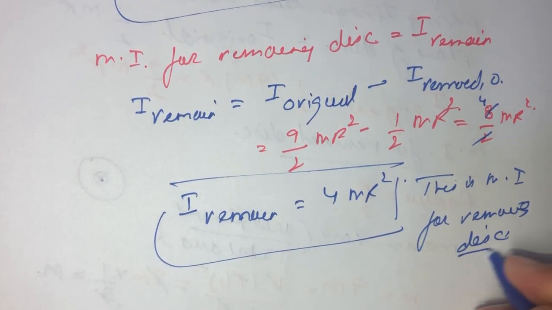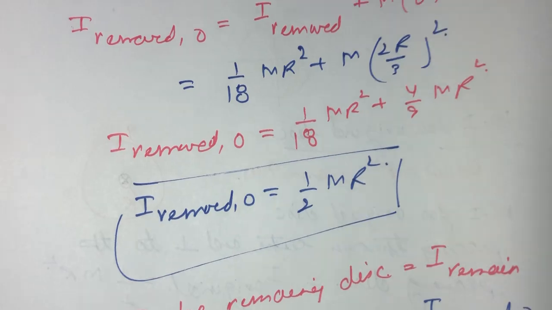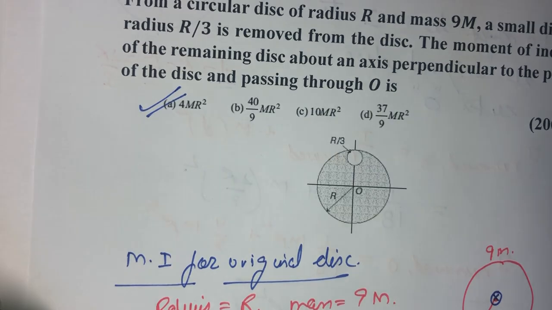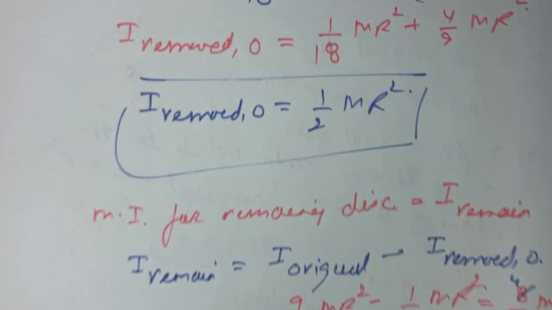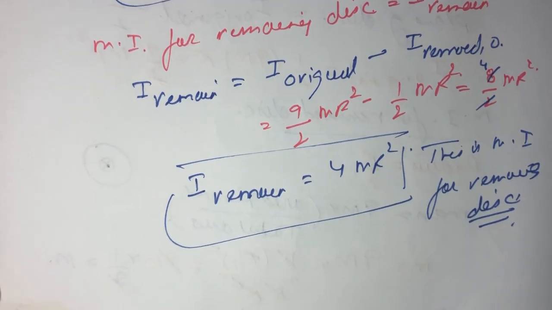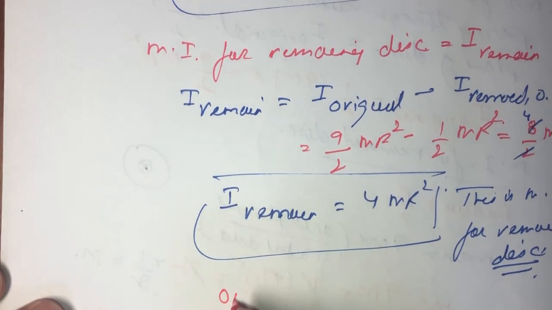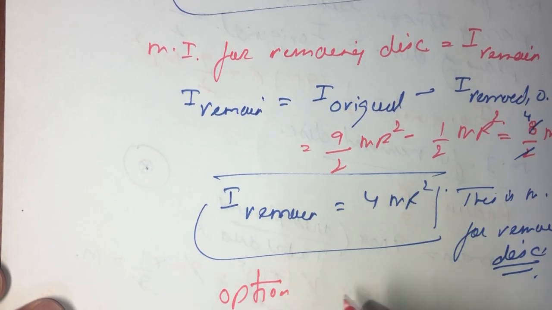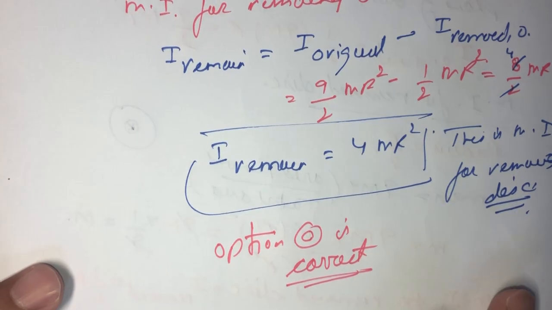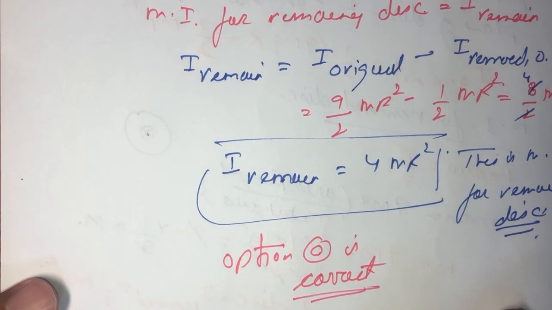Now if we check the options, option A is the correct option. Therefore, we can say that option A is correct. So this completes the question.